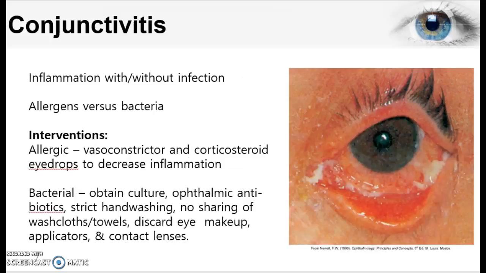Now, a lot of people have had conjunctivitis. It can be inflammatory or it can be due to infection. If it's just inflammatory alone, it's often due to an allergen. And interventions, if it's an allergic type reaction of inflammation, they may be put on vasoconstrictor and corticosteroid eye drops to kind of decrease the inflammation.